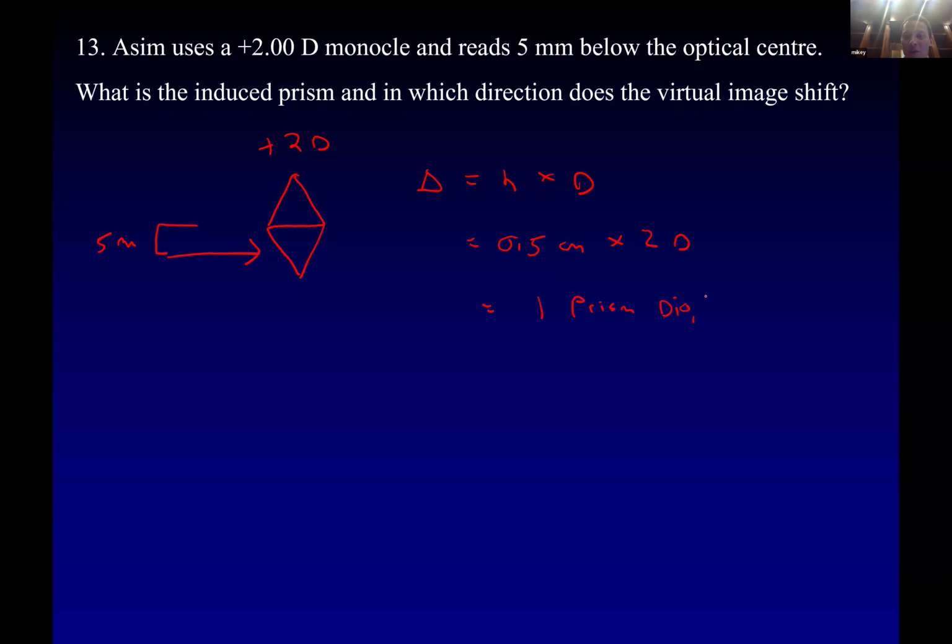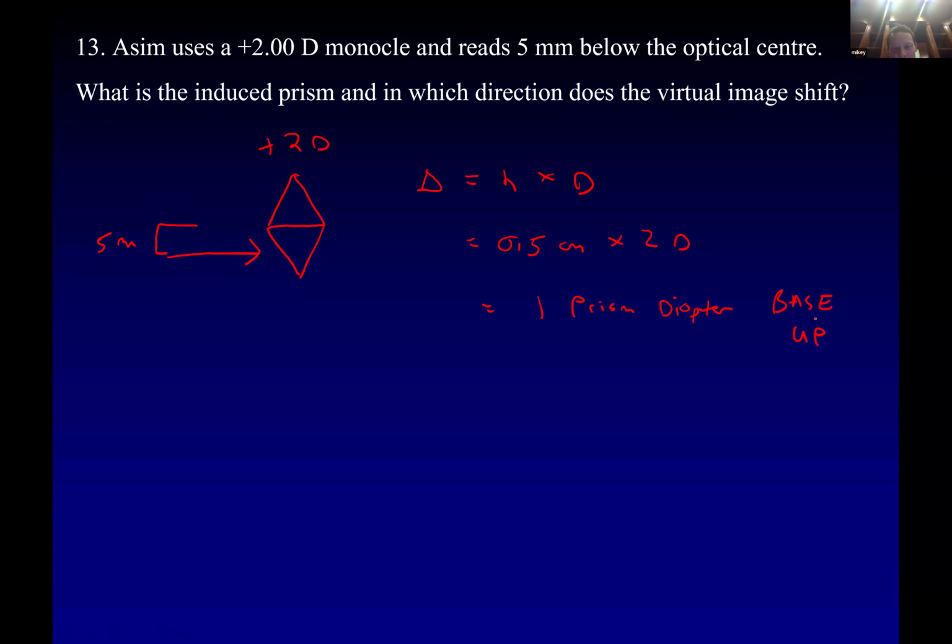So induced prism, or prism in general, is measured in prism diopters. Which direction? By convention, we always do it in the direction of the base. I think that's kind of, if you looked at a prism like this, how it's built, the base, so to speak. So in this case, it is 1 prism diopter base up. So that's the first part about prisms. The Prentice rule is a confusing equation.